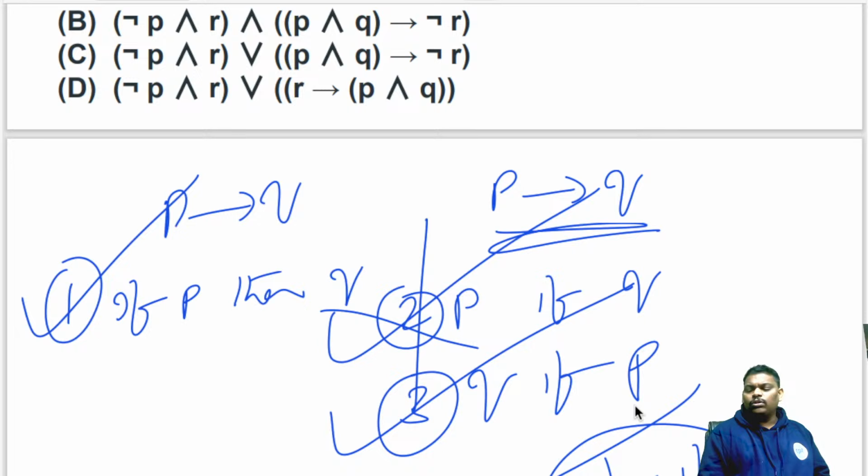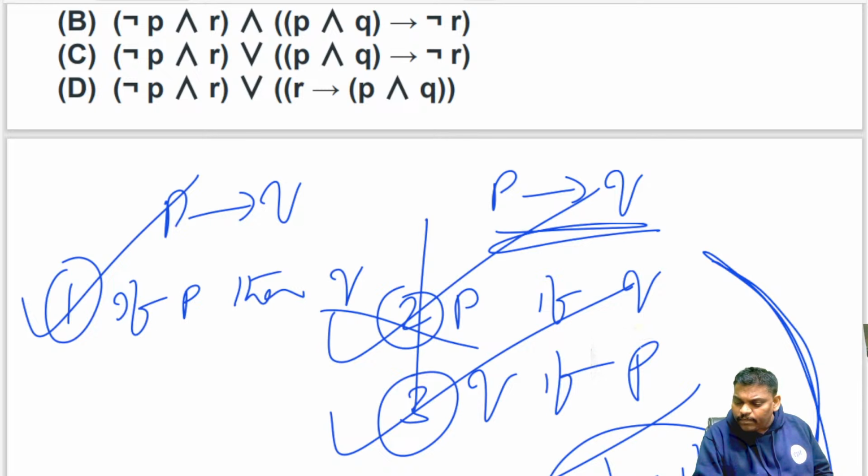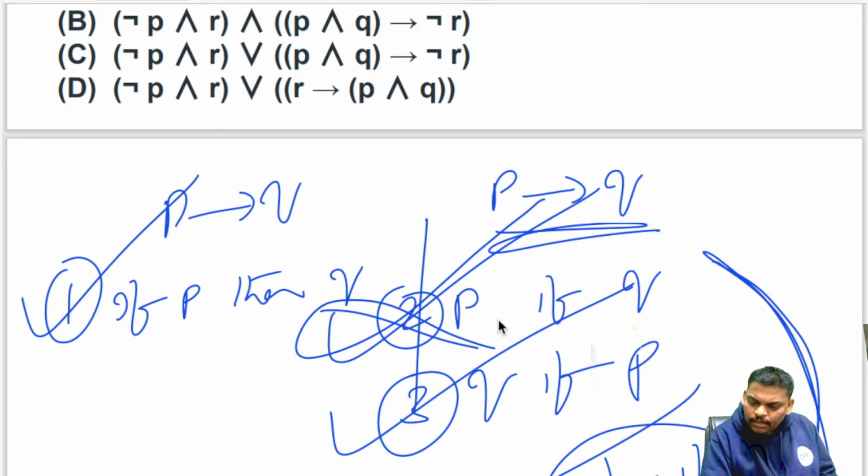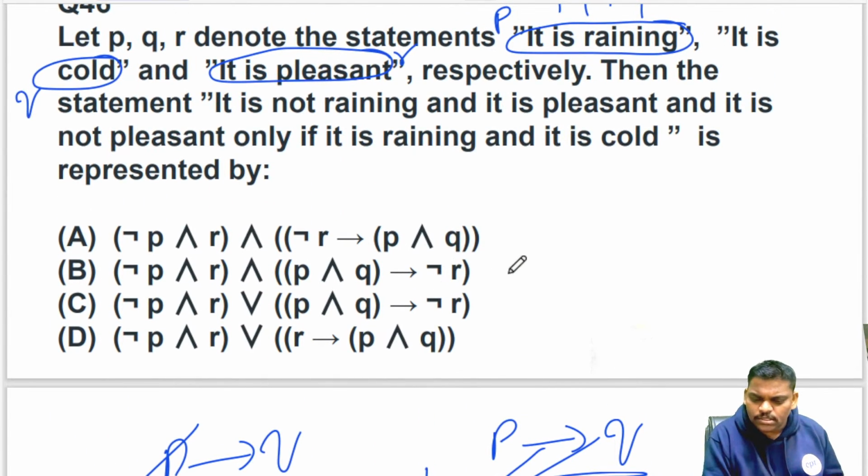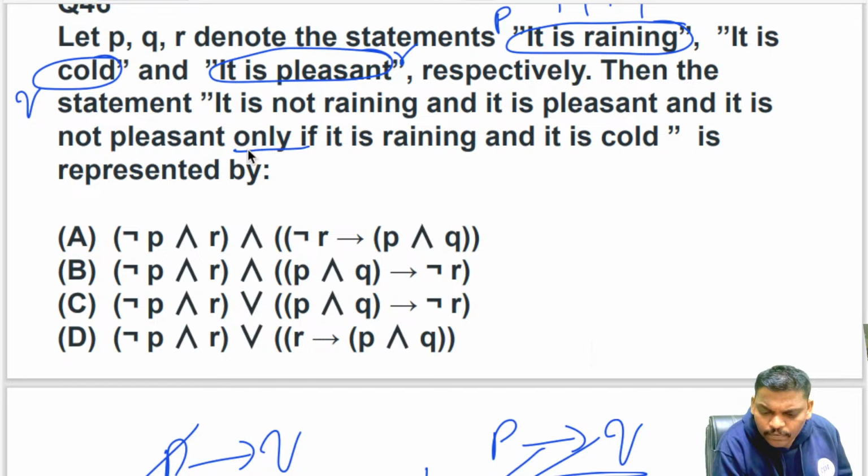If anyone says no, these two are not the same. See, P only if Q. So 2 is not correct. The remaining are correct. So remember why I said this one, you will get to know. See this one, only if.